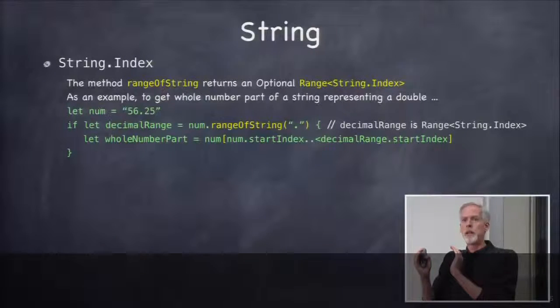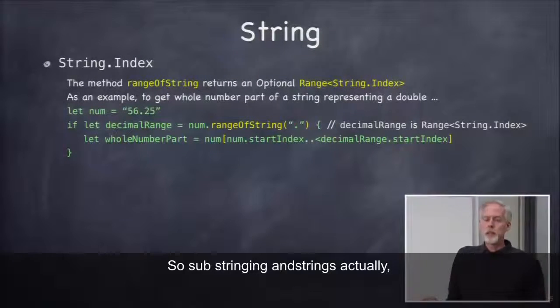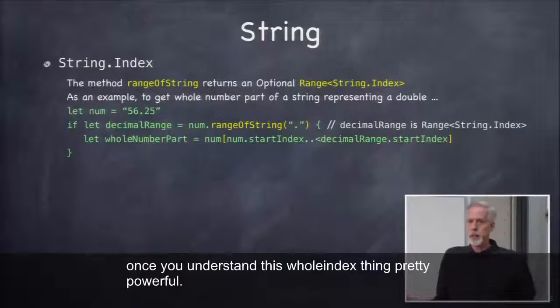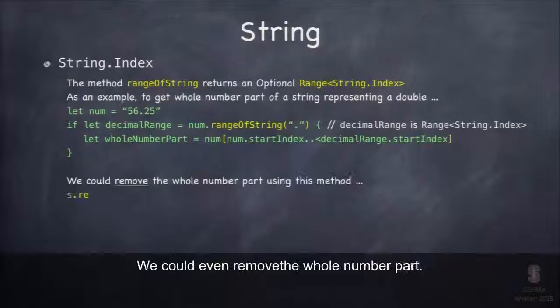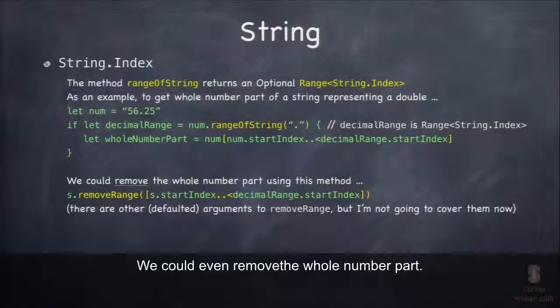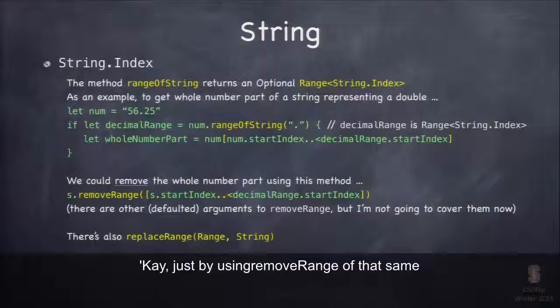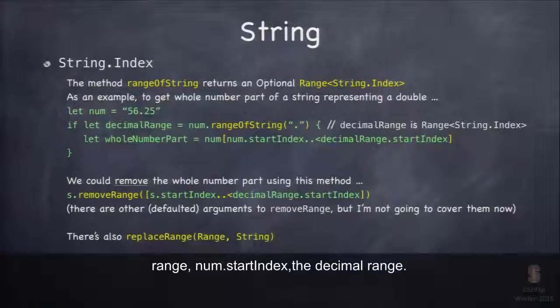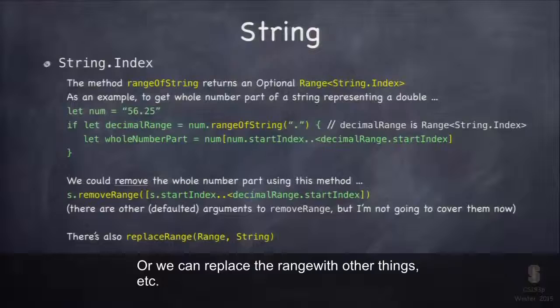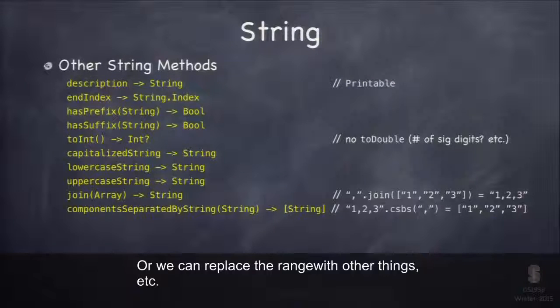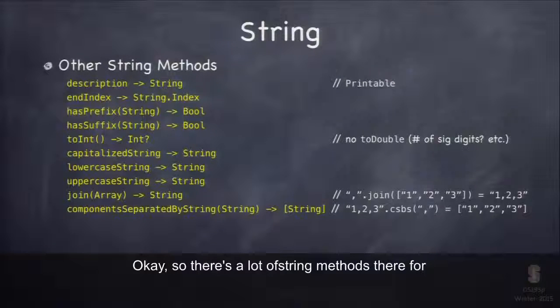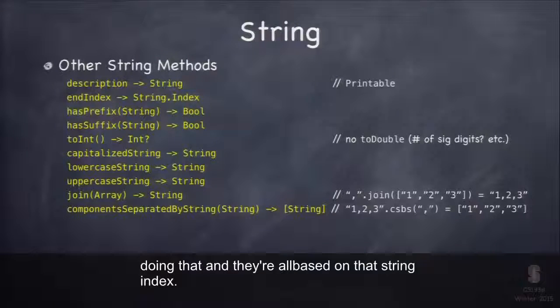Everybody cool with that? So substringing a string is actually, once you understand this whole index thing, pretty powerful. We could even remove the whole number part just by using remove range of that same range, from the start index to the decimal range. Or we can replace the range with other things, etc. So there's a lot of string methods there for doing that, and they're all based on that string index.